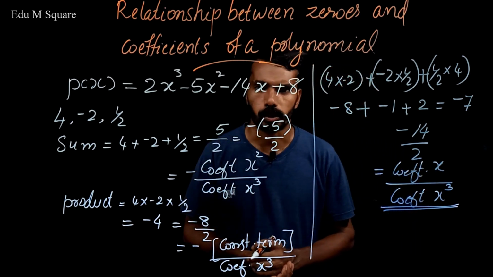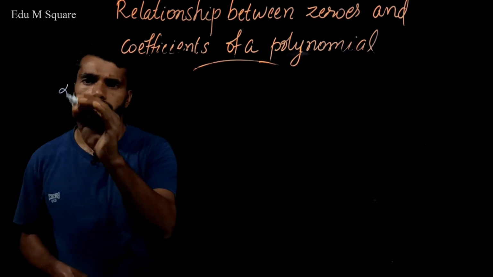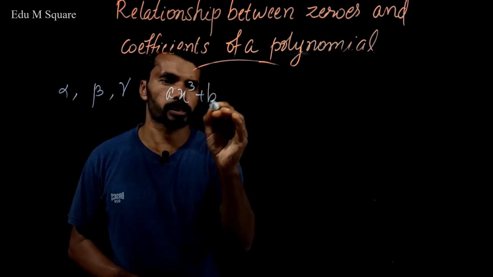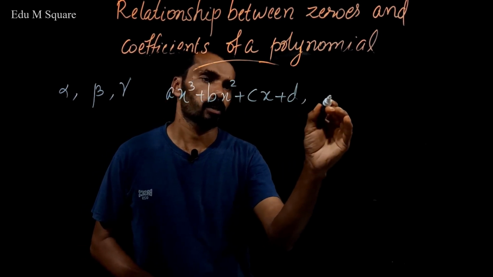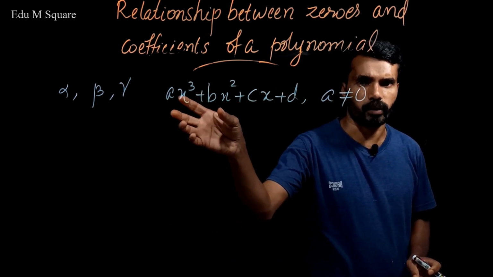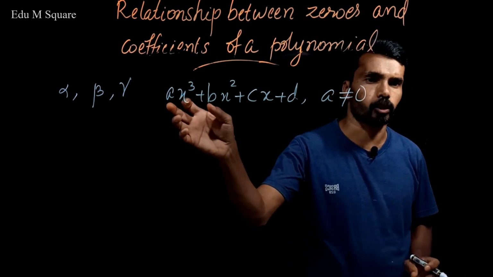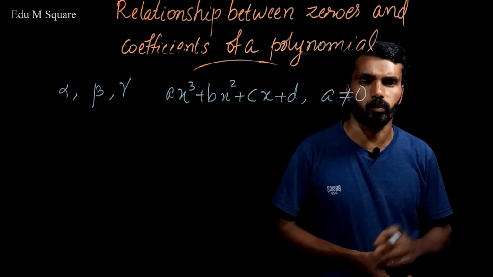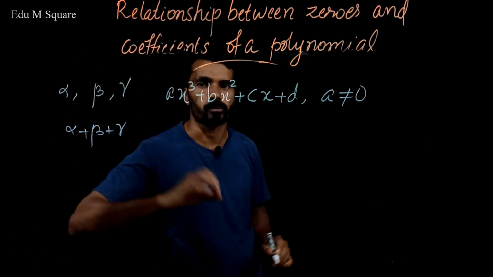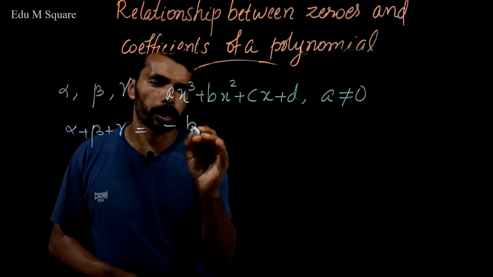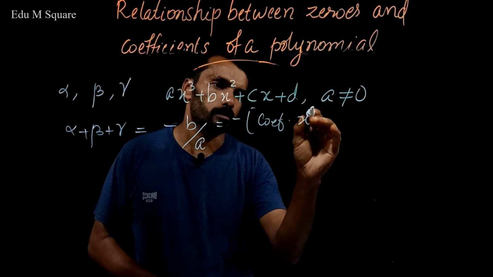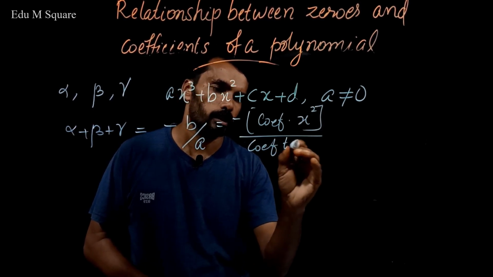So if alpha, beta, gamma are the three zeros of a cubic polynomial ax cube plus bx square plus cx plus d, where a is not equal to 0, then we have alpha plus beta plus gamma, that is the sum of the roots, is equal to minus b by a, that is minus of the coefficient of x square divided by the coefficient of x cube.